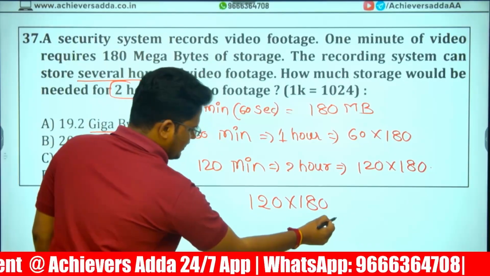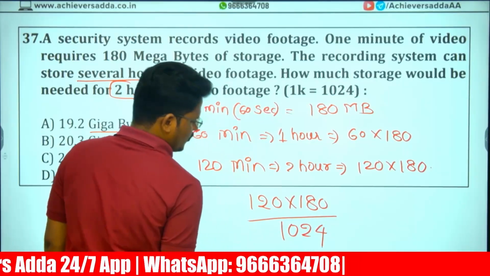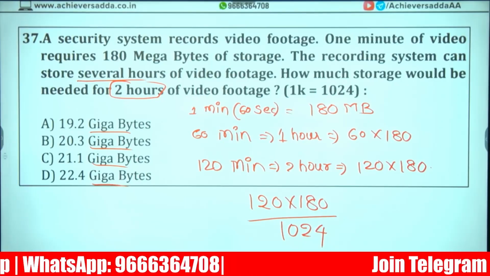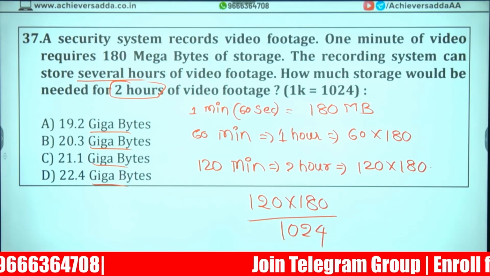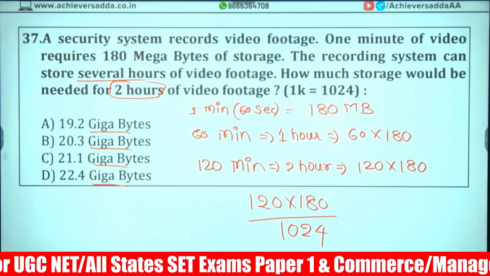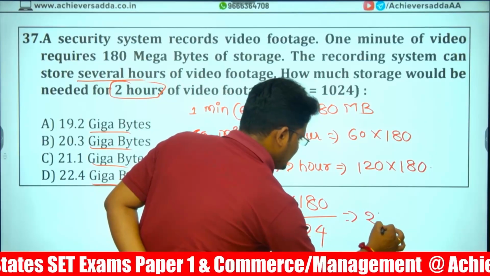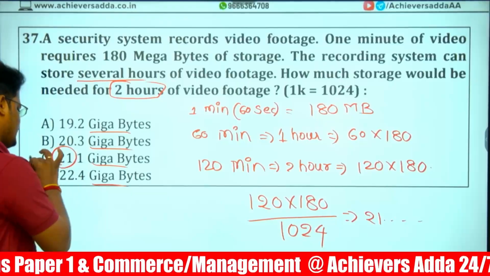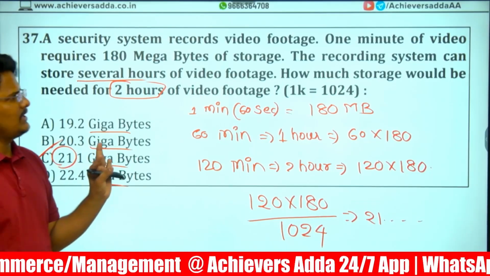180 MB per minute into 120 minutes divided by 1024. Only one option is available now, 21 point something. If you do the calculation, 21 point something will come. Whatever it is, we don't want it. Only one option is available, that is option number 3, 21 point something. So that's how the calculation goes.